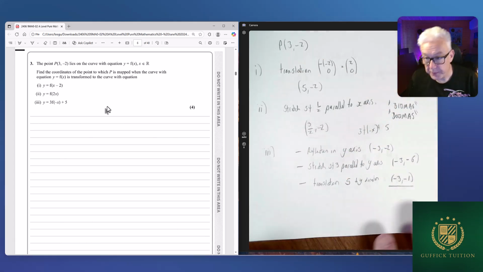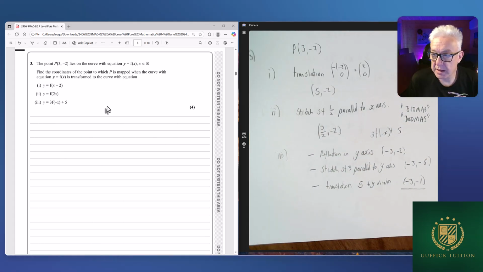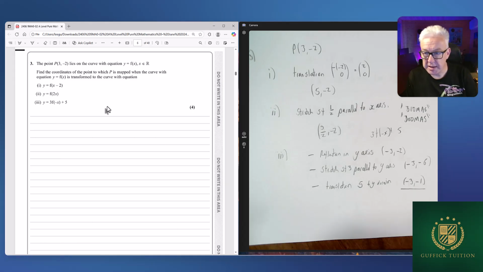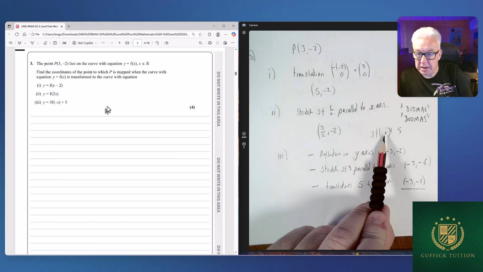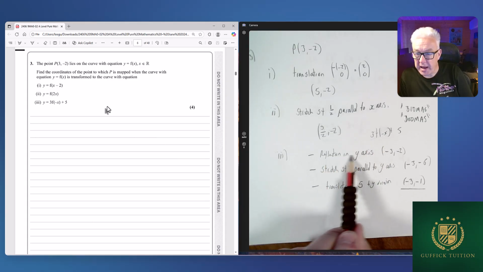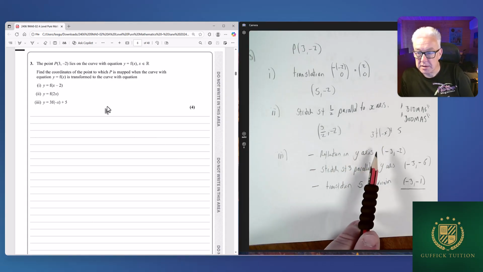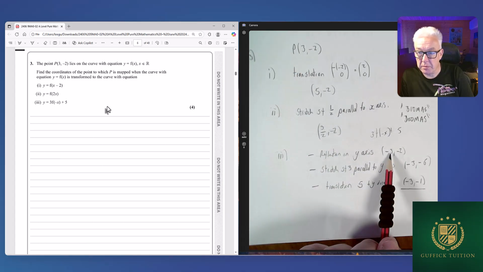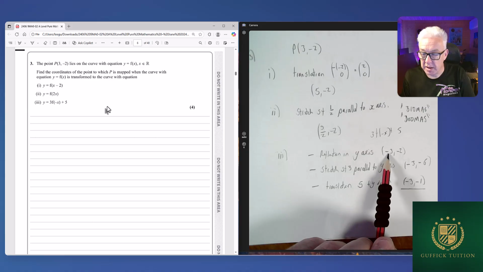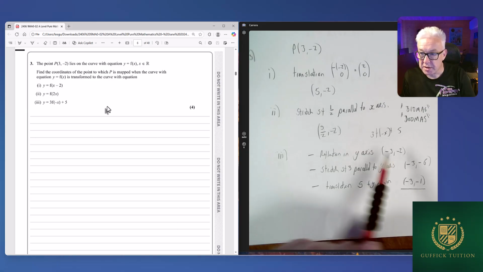Okay, there we go. Right, so let's have a look at how we're going to do this. In other words, we're going to do the order of operations. So let's do what's in the brackets first, okay? This f of minus x is a reflection in the y-axis. That would cause the coordinate (3, -2) to become (-3, -2), because the x-coordinate is going to change sign. So we've done that bit.